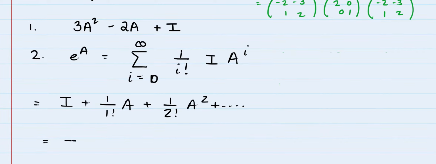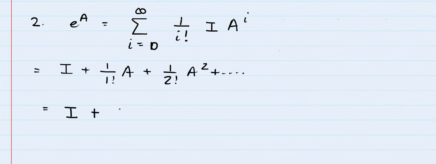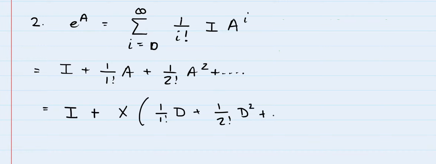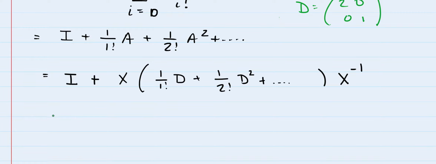So this is going to be equal to, if we use the same idea as the last problem, the identity matrix plus, or we're going to have an X, 1 over 1 factorial D plus 1 over 2 factorial D squared plus 1 over 3 factorial D cubed and so on, and then an X inverse on the back. We know that the matrix D is equal to 2, 0, 0, 1.